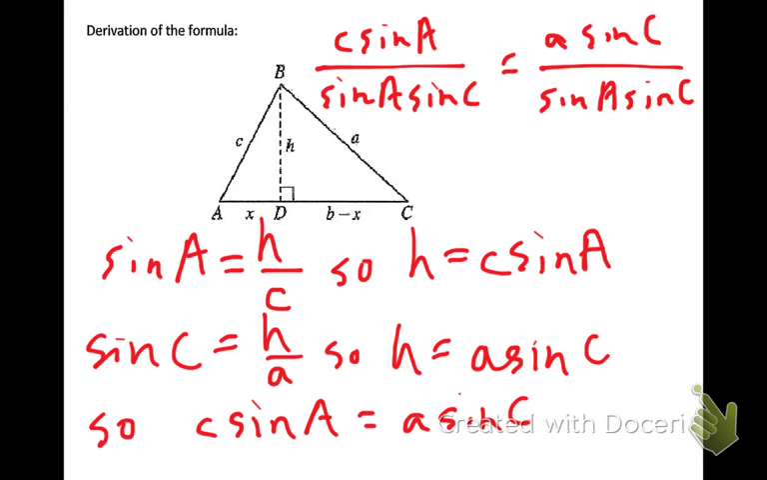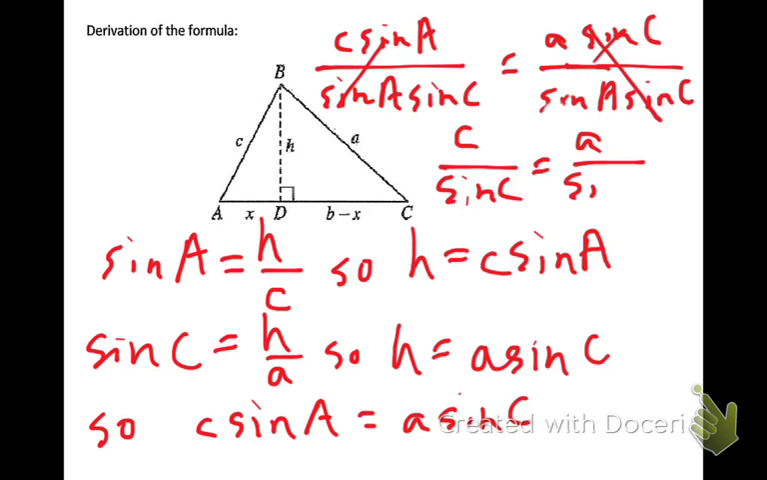Then we cancel. No, I canceled the wrong one there. It would be this one. So it would be c over sine C equals a over sine A. Alright?